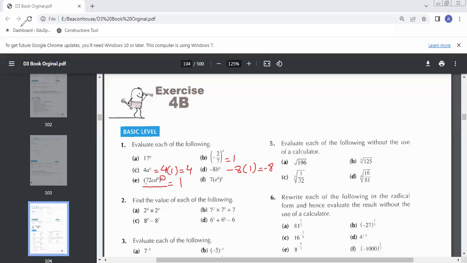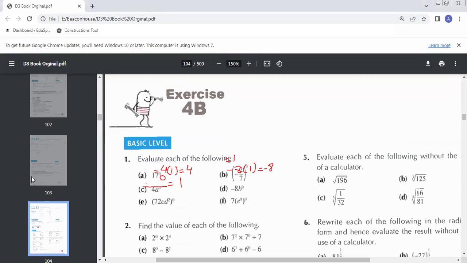Now let's move on to question number 1, part F, where we have 7, and inside e power 8, and outside of this bracket it's power 0, index 0. Obviously, because this whole will become 1, when we multiply 7 times 1, that is 7. I hope the power 0 is clear to all my students now.